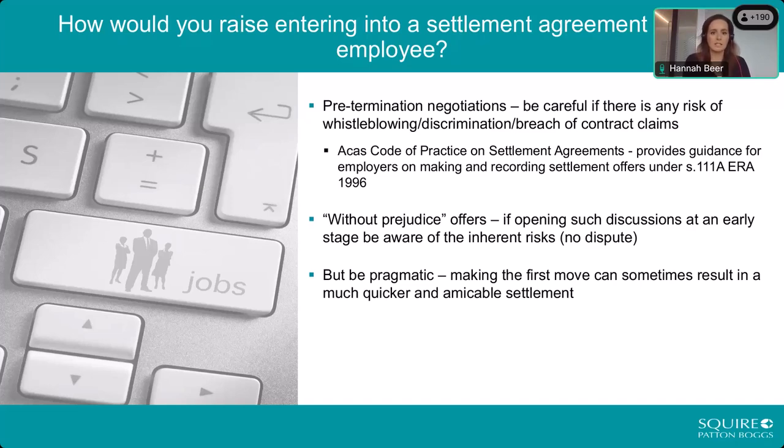So it's fine to say, if we're not able to reach an agreement, we will be proceeding with formal performance management. But where it tips over is if an employer were to say, if we don't reach an agreement, you will be fired, or your employment will terminate on this basis. That type of conversation is likely to fall foul of the rules on improper behaviour.